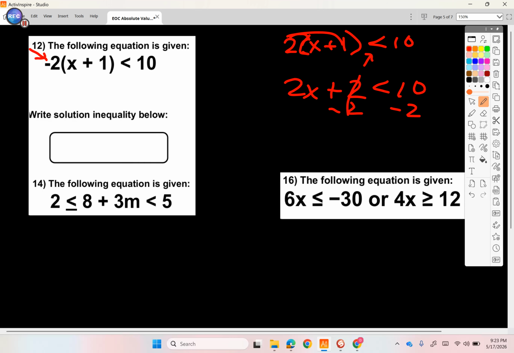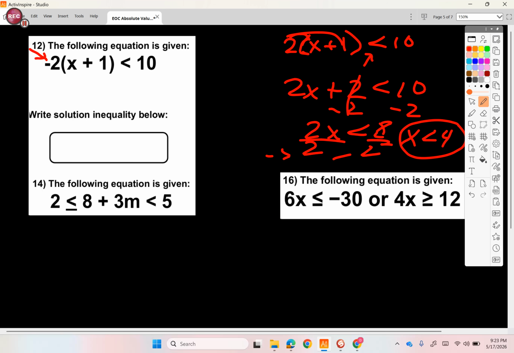subtract 2 from both sides, and now last step is always division. Here you're dividing by 2, and we get x is less than 4. No flipping because we did not divide both sides by a negative.